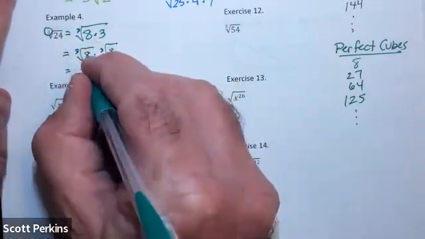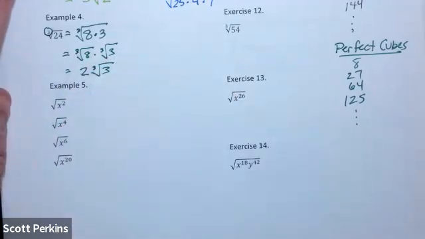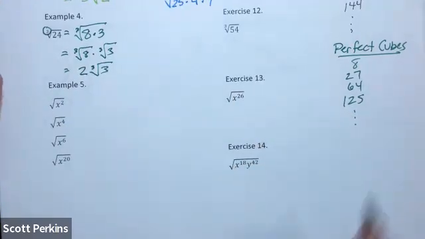And the cube root of 8 is 2. No more radical. We did the operation. And then the cube root of 3. All right, try exercise 12. I'm giving you some perfect cubes. You've got your calculator, or a calculator on your phone, or wherever you're using it. You can figure out a simplified way to write the cube root of 54.